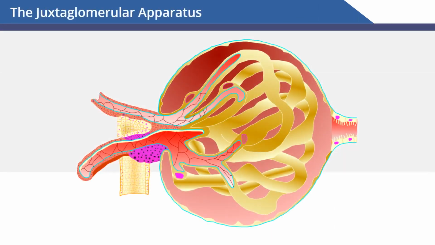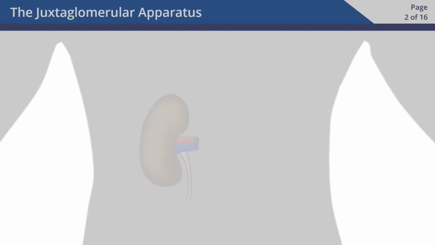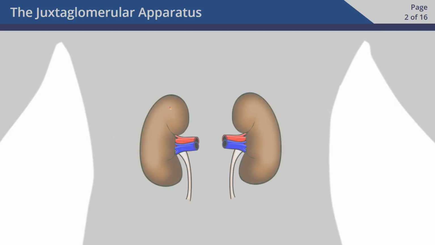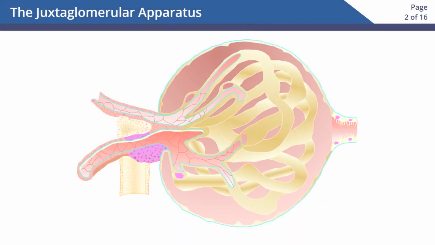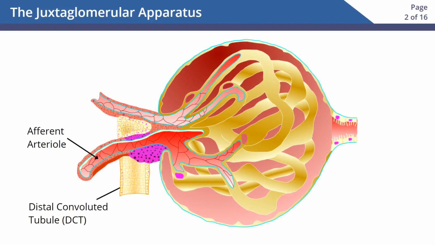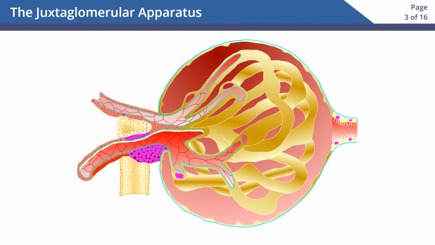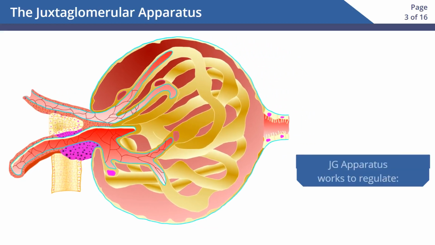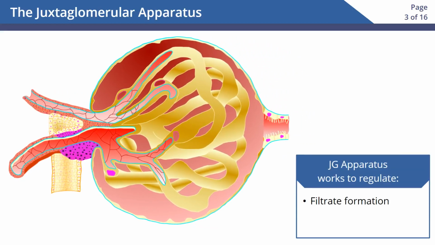Welcome to the juxtaglomerular apparatus. The juxtaglomerular (JG) apparatus is a structure in the kidneys. It's a specialized region of a nephron where the afferent arteriole and the distal convoluted tubule (DCT) come into direct contact with each other. The JG apparatus as a whole works to regulate filtrate formation and systemic blood pressure.